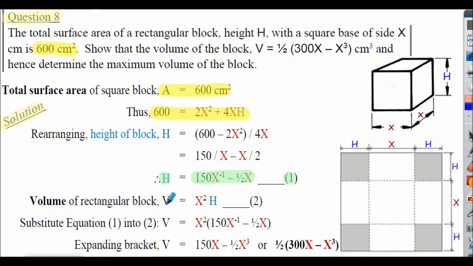We form an equation for volume in terms of x and h, equation 2 here, and then we substitute equation 1 into 2 to find the volume purely as a function of x. We simply expanded the bracket to find volume in this form, but note it can also be expressed in this factorized form here, which is the same as that given in the question which we're asked to show.